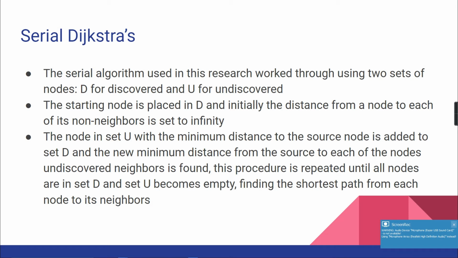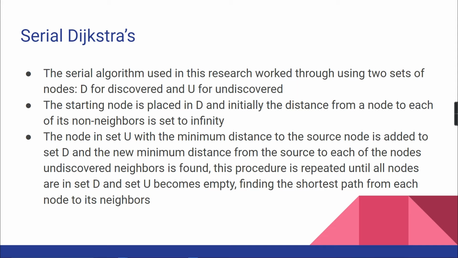So the serial version of Dijkstra's algorithm that was used in this research paper used two sets of nodes. The first was D for discovered, and the second was U for undiscovered. At first, only the source node was placed in D, and the distance from a node to each of its non-neighbors is set to infinity.